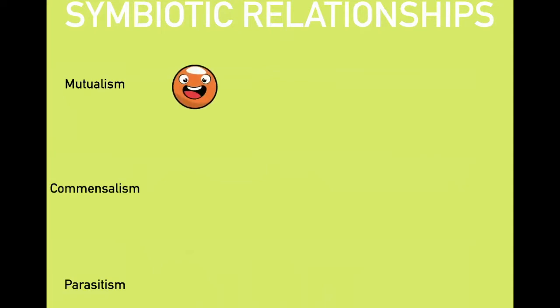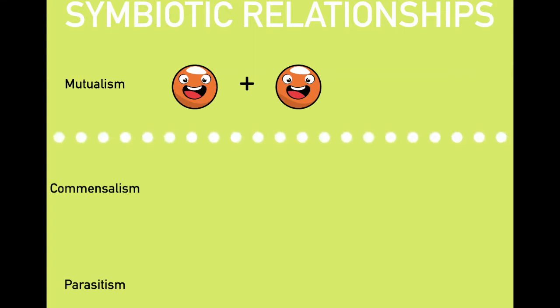Mutualism is a symbiotic relationship in which two organisms are happy. They are both happy because they're both benefiting from each other. The word is mutualism, and this is the first type of symbiotic relationship. Commensalism is a relationship a little bit different. Yes, there is one organism that is happy about this relationship, but the other is not so excited. It doesn't really care if the other organism is there or not.